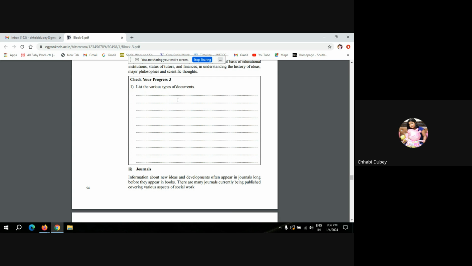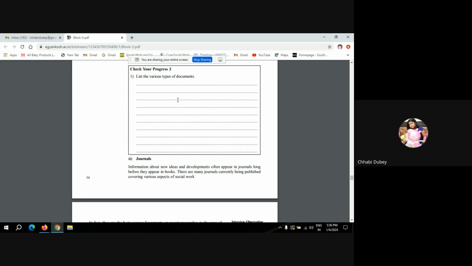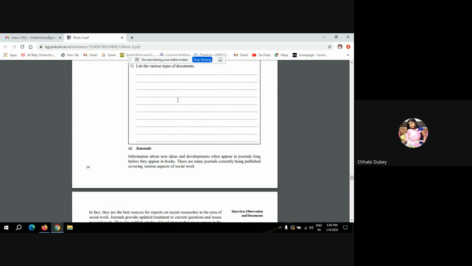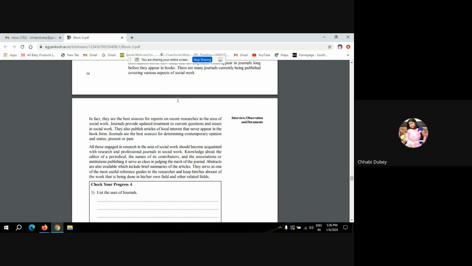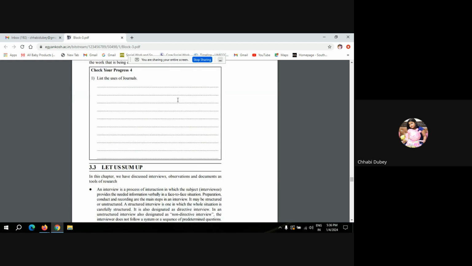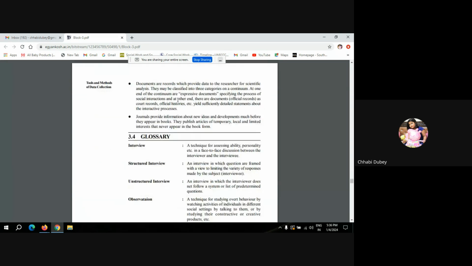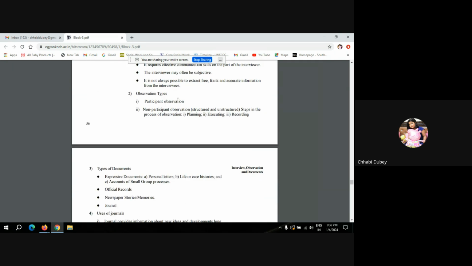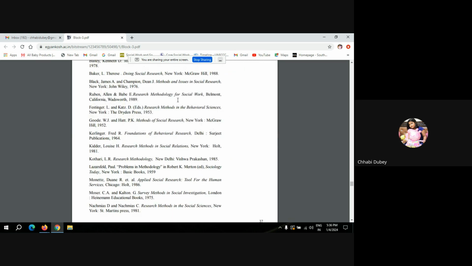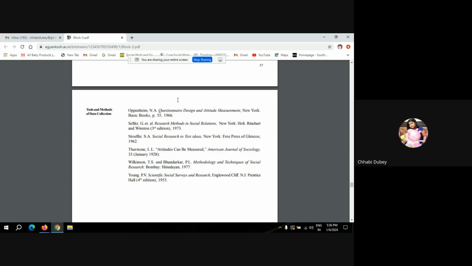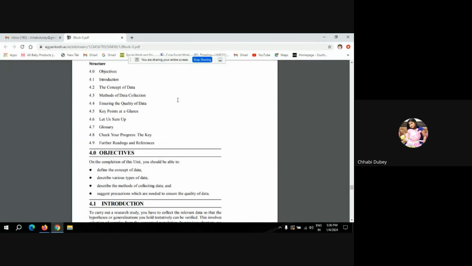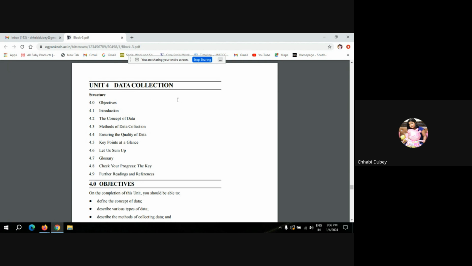Then there could be certain journals also. For example, information about certain new ideas and developments often appears in journals. So these journal records can also be used as documents. These are the various tools that we have used for data collection. And generally, we will find that these are methods for both primary data collection as well as secondary data collection.